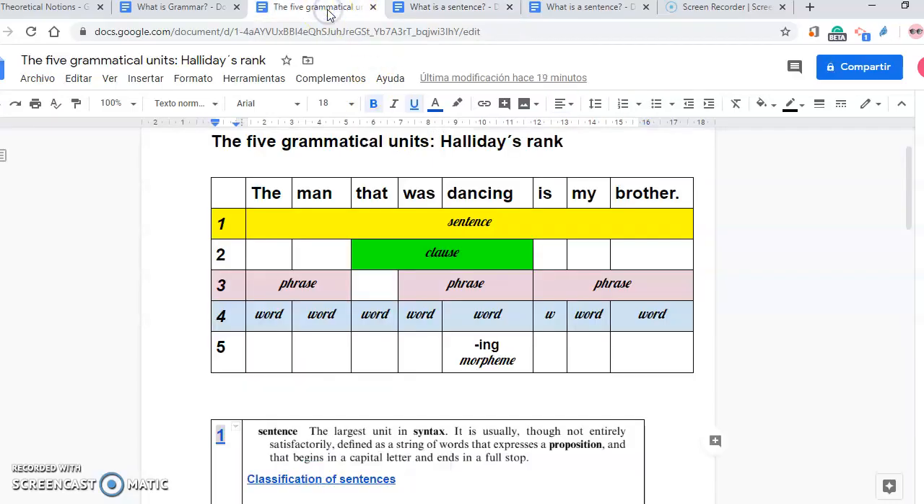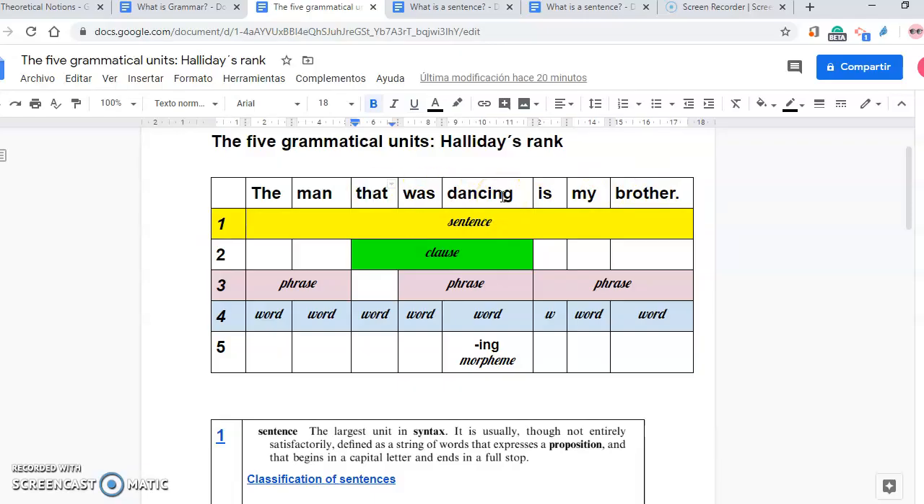Now let's go back to the 5 grammatical units. So we've got the first level, that is the sentence. The second level, that is the clause. Let's look at this. The man that was dancing is my brother. So here we've got 2 clauses. The man is my brother, and that, replacing he, was dancing.